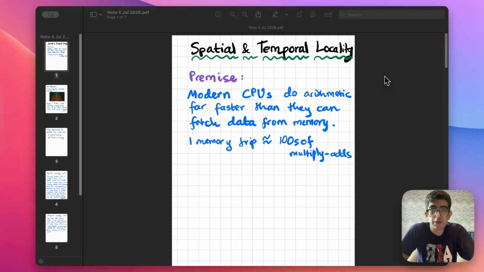Okay, so in this video, we're going to take a look at optimizing kernels and specifically concepts like spatial and temporal locality, and also techniques like tiling and tiled matrix multiplication.